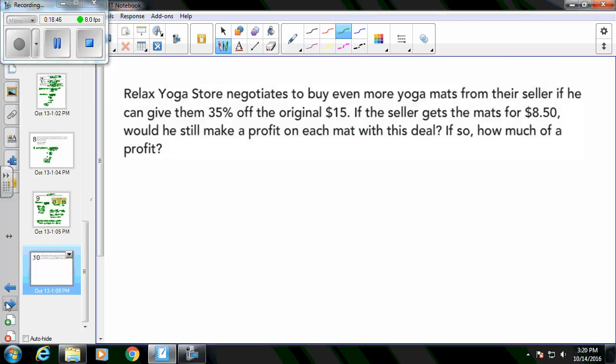I want you to look at this here. The Yoga Relax store negotiates to buy even more yoga mats from their sellers. If he can get 35% off the original $15, so the seller gets the mats for $8.50, would he still make a profit on each mat with this deal? If so, how much of a profit? I want you to think about this one. I want you to try it, and we're going to discuss it tomorrow.